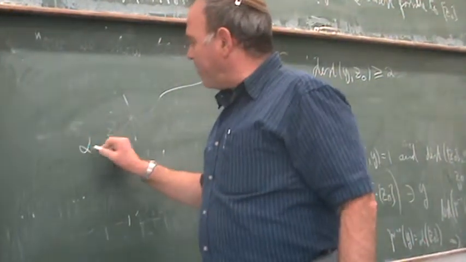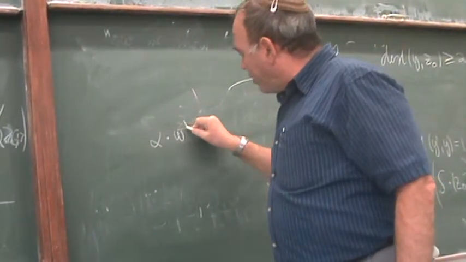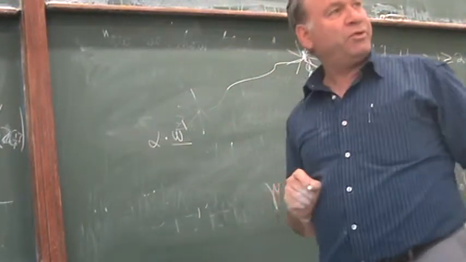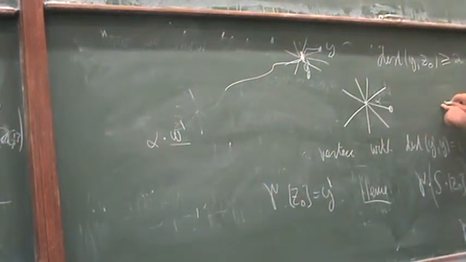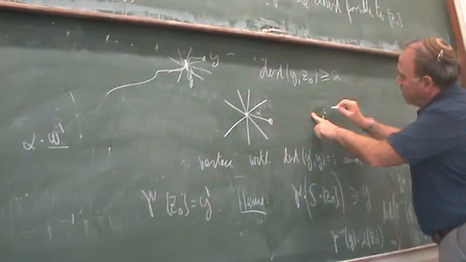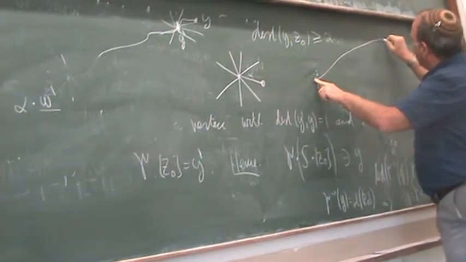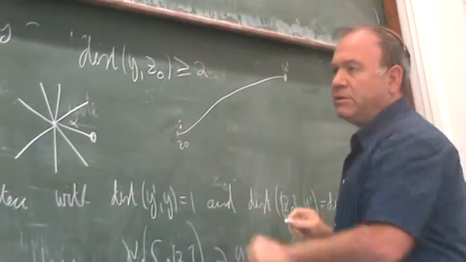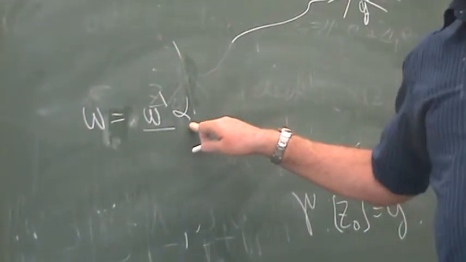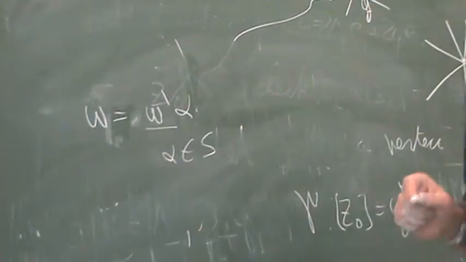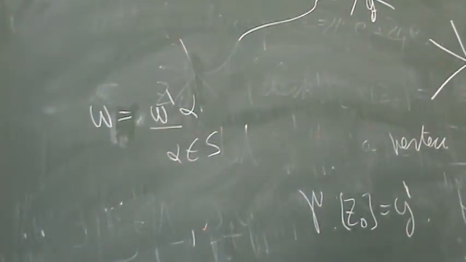So my word is W prime times alpha, where W prime is a reduced word. W prime took me from Z naught to somewhere here. Let's say that W is equal to W prime times alpha, and alpha is in S. You want to show the distance is L plus 1? Yes, the distance is L plus 1.